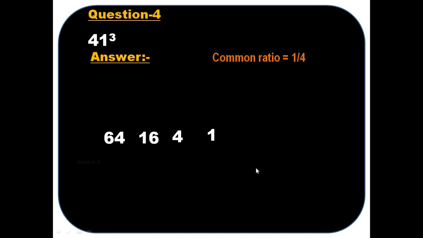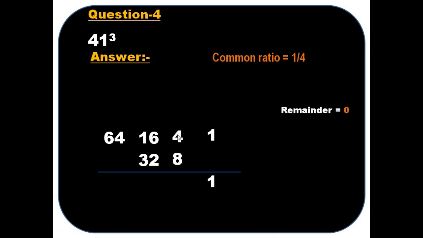Now the next step, write the double of 16 just below 16, that is 32. Now the double of 4 is 8. So just write it here. Now adding 1, there is no remainder.